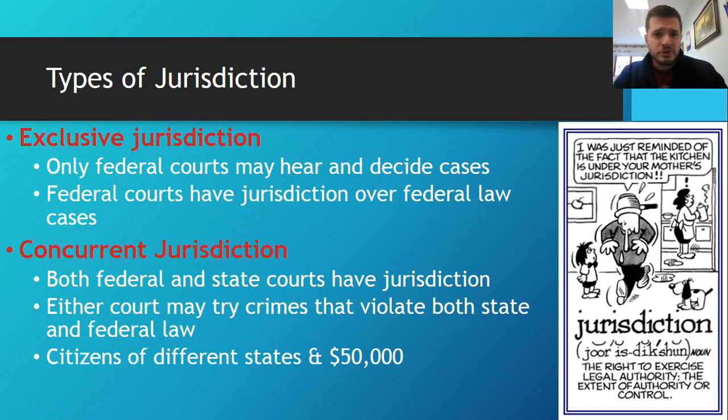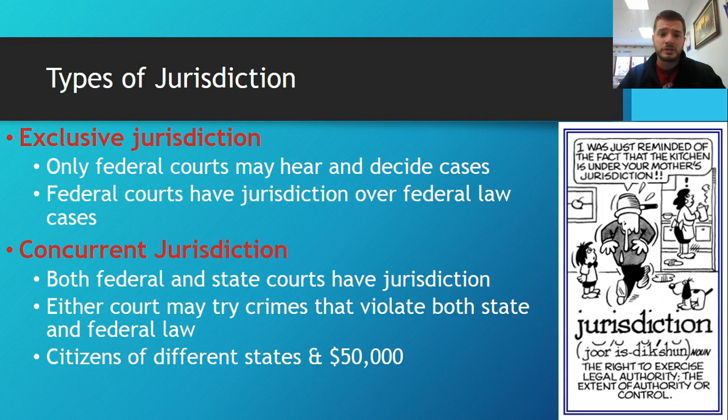We have two types of jurisdiction: exclusive jurisdiction and concurrent jurisdiction. Exclusive jurisdiction means the federal government has the only jurisdiction. Only the federal courts can hear and decide cases over federal law or constitutional cases. Everything I had on the last slide that Article 3 gives them jurisdiction over is exclusive jurisdiction. Those can't be tried in state courts.